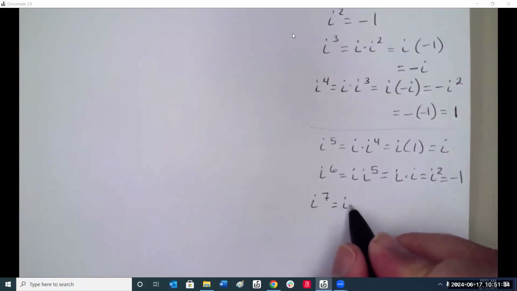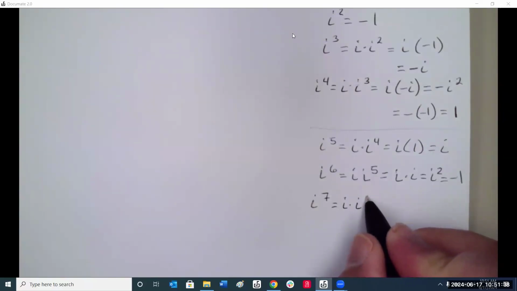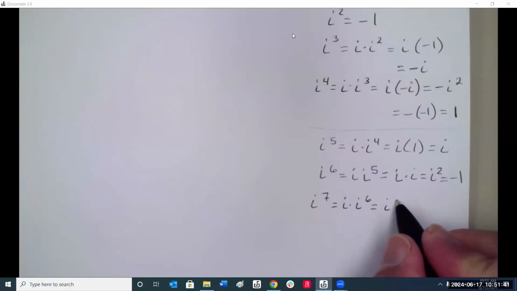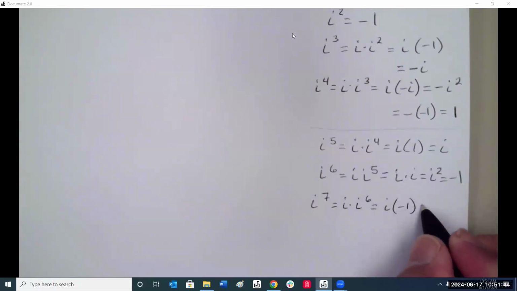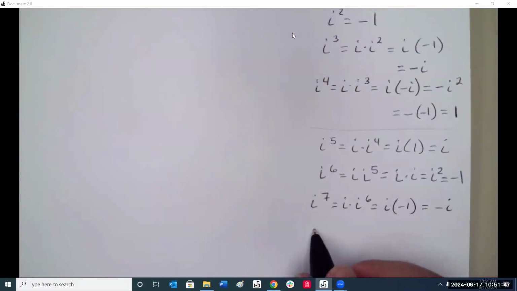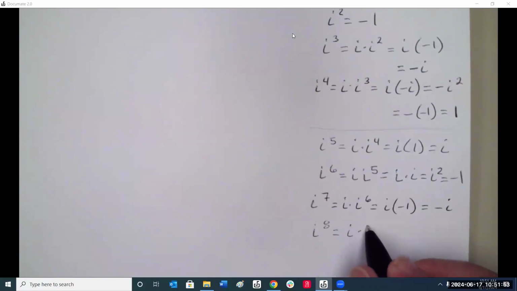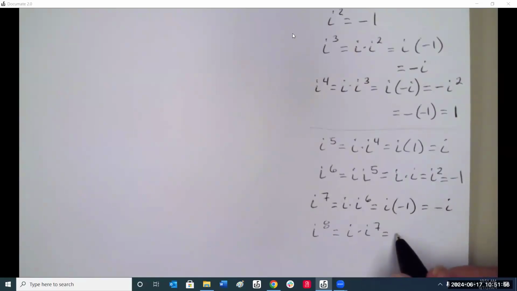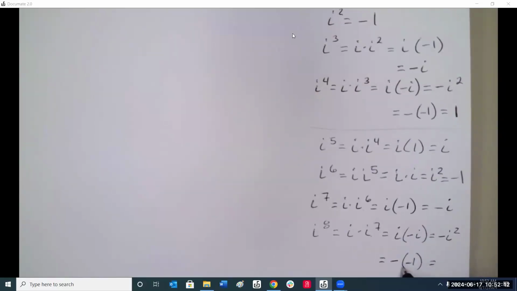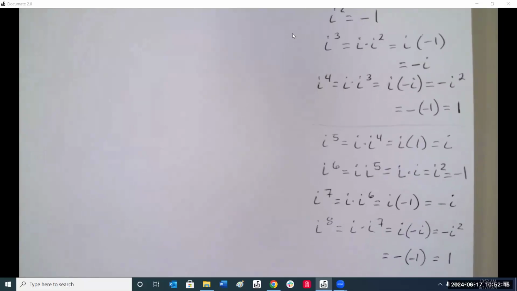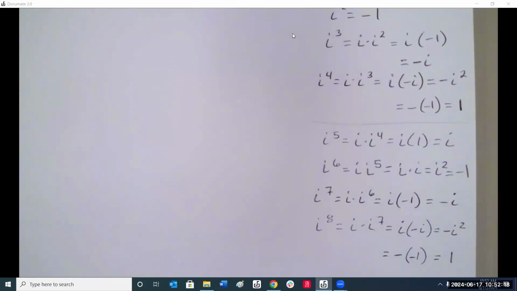I to the seventh is I times I to the sixth. I to the sixth is negative one, so it's negative I. I to the eighth is I times I to the seventh. I to the seventh is negative I. Negative I times I is negative I squared. I squared was negative one. Negative negative one is one. So we see they repeat themselves in groups of four.